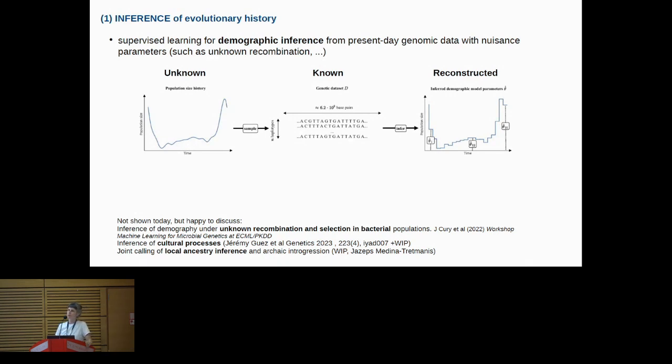Okay, but that's not what you observe, it's completely unknown, and what you observe instead are sequences for multiple individuals. And here they are all aligned, and you have millions of markers along the genome. And you want to reconstruct the population size history, which we simplified as this stepwise constant function of population size.